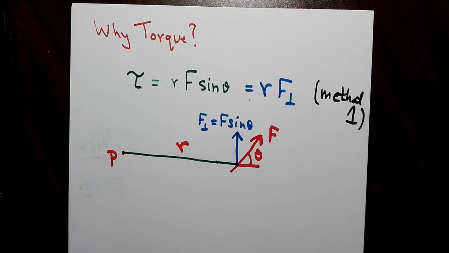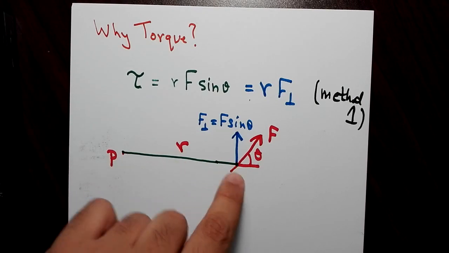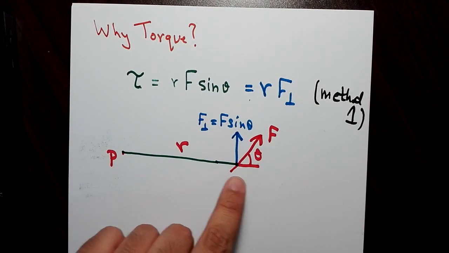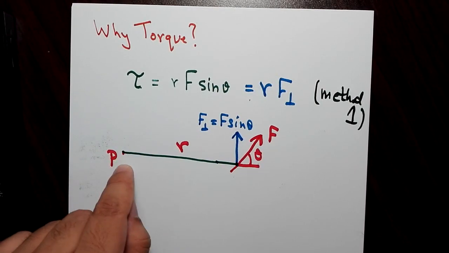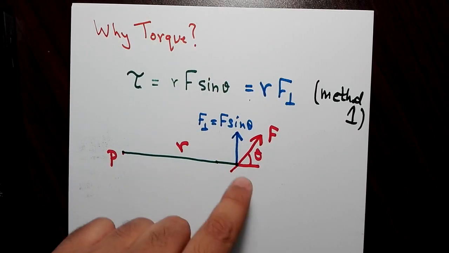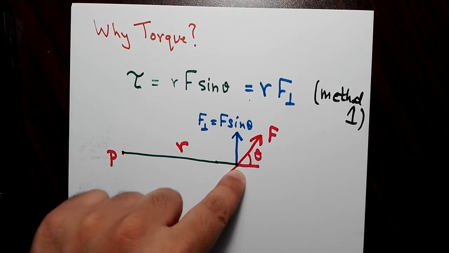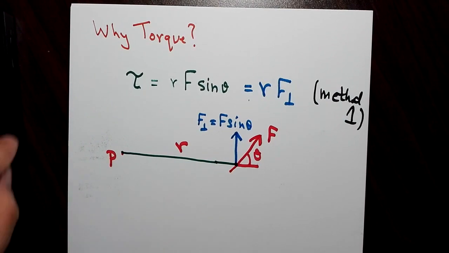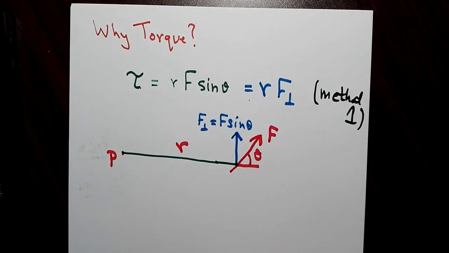Just before moving forward, a convention is that counterclockwise torques are positive and clockwise torques are negative. This force is trying to rotate this object around this pivot point in the counterclockwise direction, so it produces a positive torque. If it was in this direction, it would produce a negative torque. So this is method 1 to calculate torque.